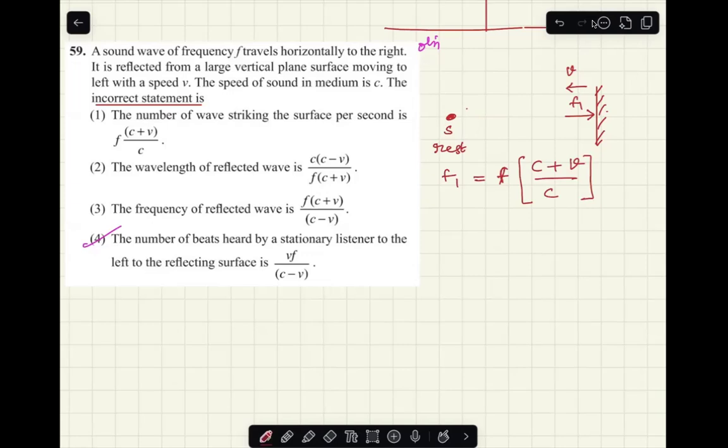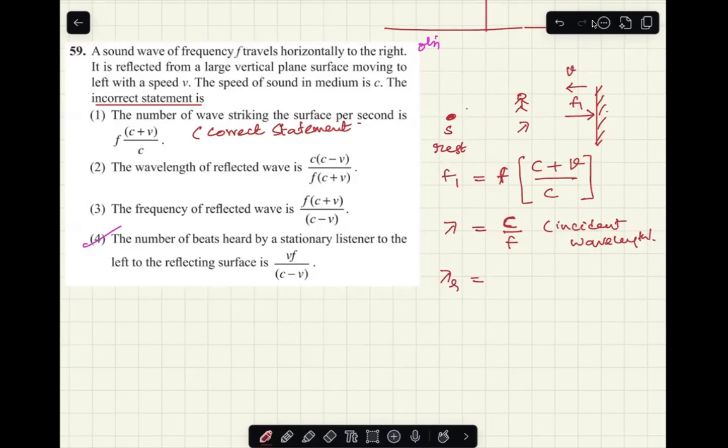The number of waves striking the surface per second is a correct statement. You want the incorrect statement. Next. Now in this region, the wavelength lambda is given by, since the source is at rest, c by F. So this is the wavelength of the incident wave. Now what is the reflected wavelength?